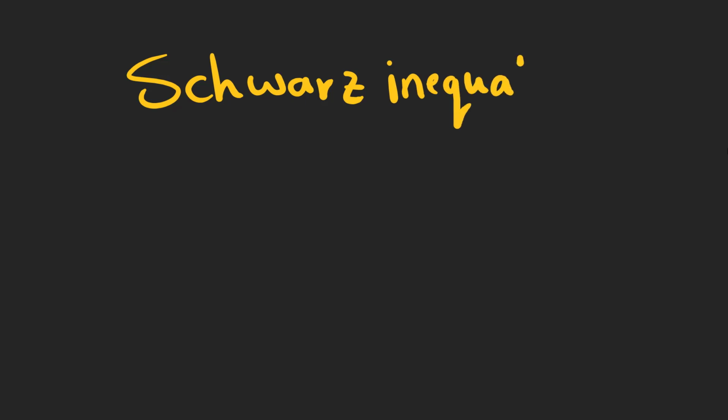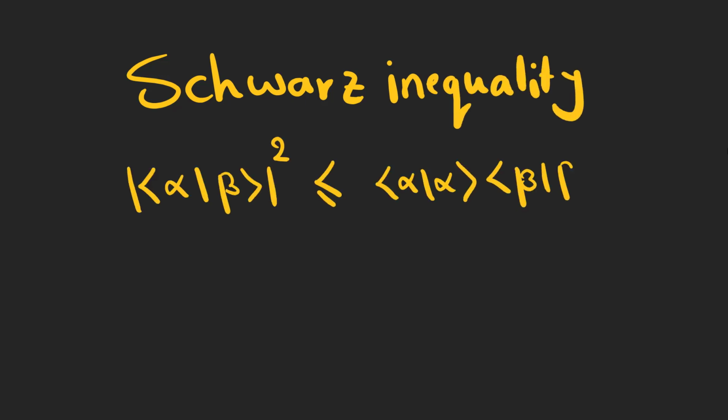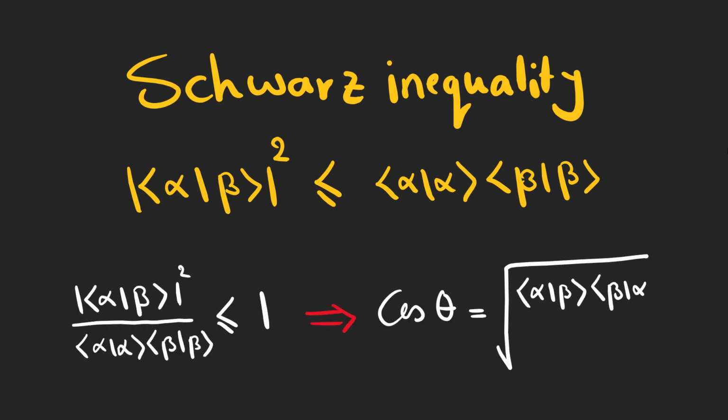There is also a very important inequality called the Schwarz inequality, which is written like this. If you like, you can define an angle theta, which is not a real angle, by this expression.